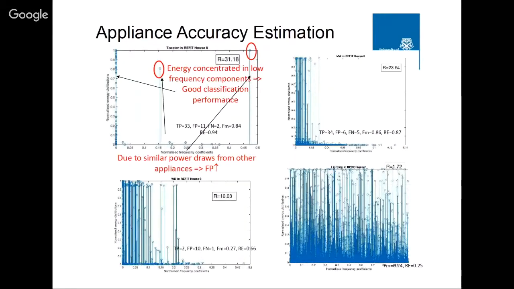So here are examples of frequency analysis over appliances. The above two appliances have their energy concentrated in their low frequency components, and we expect good classification or disaggregation results for them. And as you notice, there are some high frequency components for them, which are caused by similar power draws from other appliances or noise in the measurement. We expect false positives when we do the disaggregation. And for the below two appliances, more energy is concentrated on the high frequency. We expect these two appliances to have worse results compared to the above two.